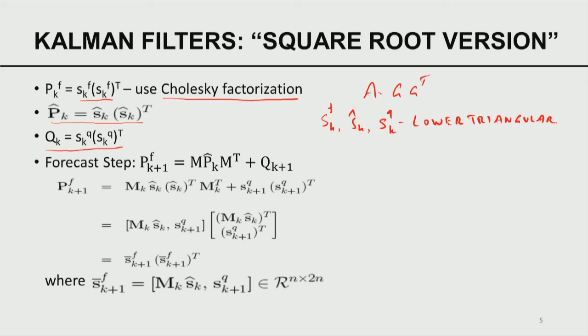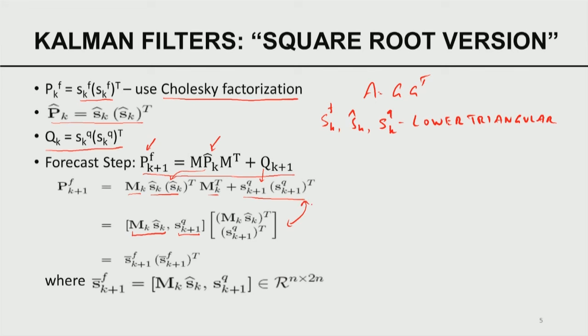Now let us consider the forecast of the covariance matrix under the Kalman filter derivation that we have already done. The forecast covariance at time k plus 1 depends on the analysis covariance at time k. Now replace the analysis covariance by its square root, and replace the model noise covariance by its square root. You can readily see M_k times the square root times M_k transpose, plus the product of the two Cholesky factors of Q_{k+1}, the lower triangular and upper triangular parts. This can be rewritten in matrix form as M_k S_k hat and S_{k+1}^Q, times the transpose of that. You can readily see that this product equals that product.